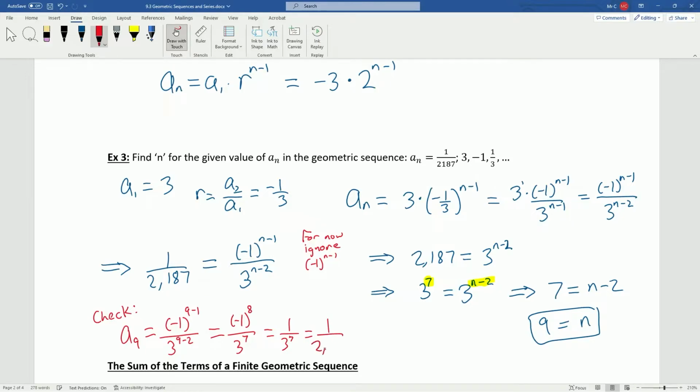That's 1 over 2,187. So again, I know that this alternating term sends these terms back and forth between negative 1 and 1. I don't really have a good way algebraically to deal with that while dealing with this denominator at the same time. So we just ignore it, solve for an n value that works to give us the denominator we wanted, and just check and make sure that when we plug that in, we actually still get the correct answer, as opposed to getting a negative 1 up top.